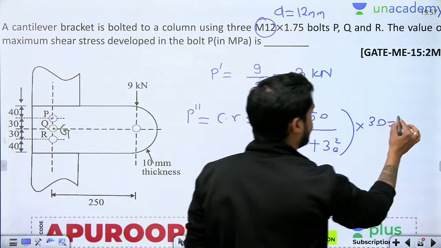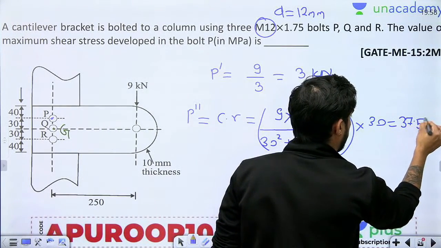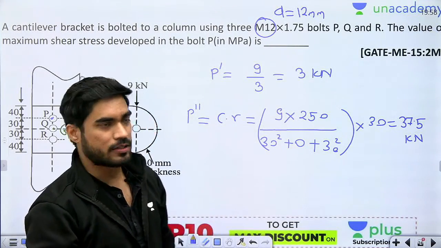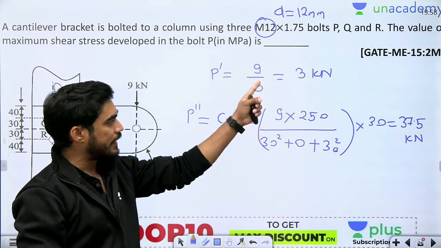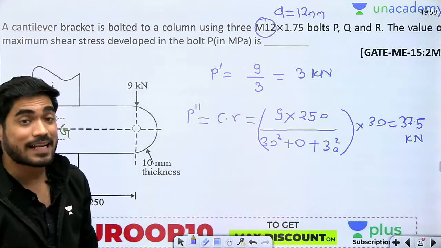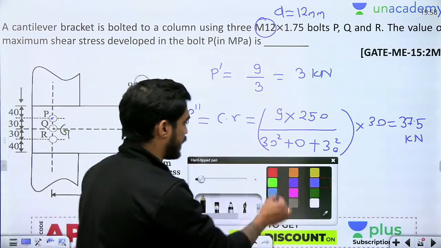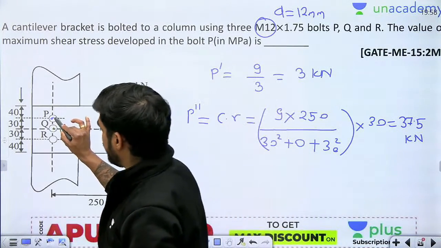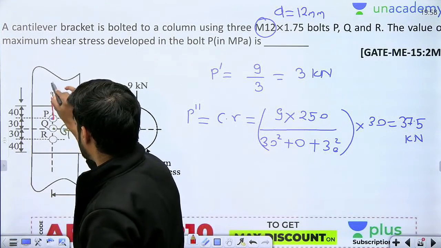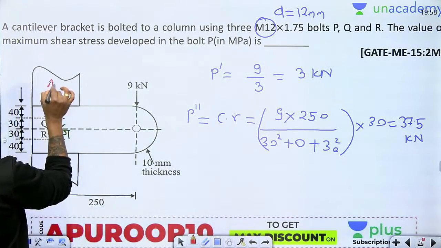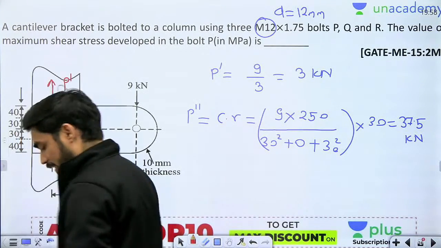37.5 kilonewton. Is it 37.5 kilonewton? Yes. So beta, now I know that the primary and secondary force magnitudes are 3 and 37.5. But I want to find the resultant. So how will I find the resultant? Look at the direction. The primary force will be opposite to the applied force, so the primary force direction will be upward.